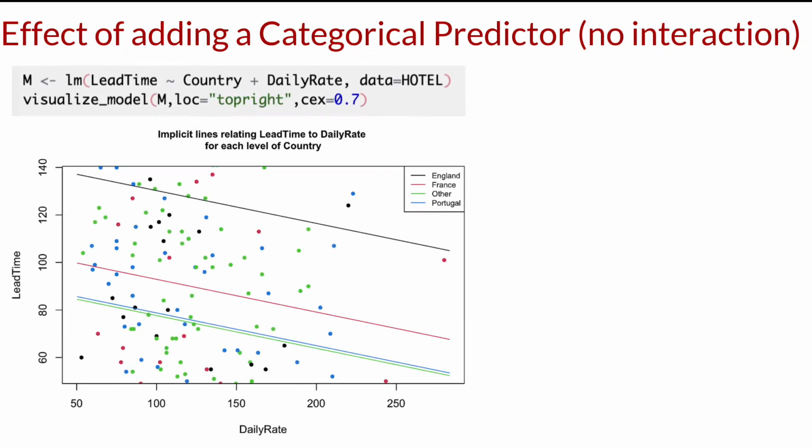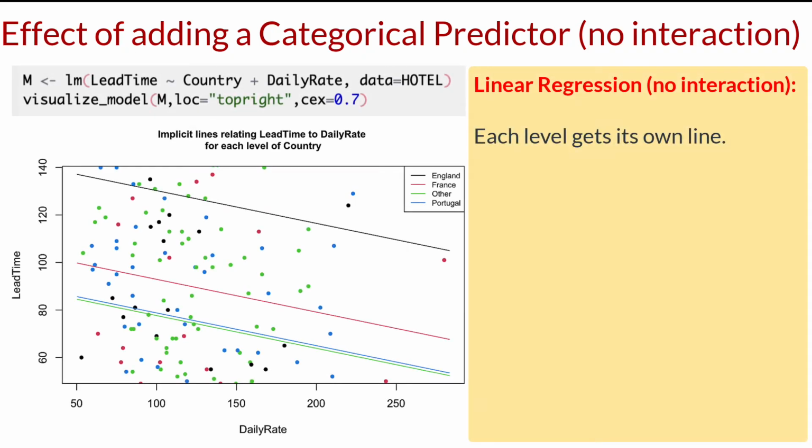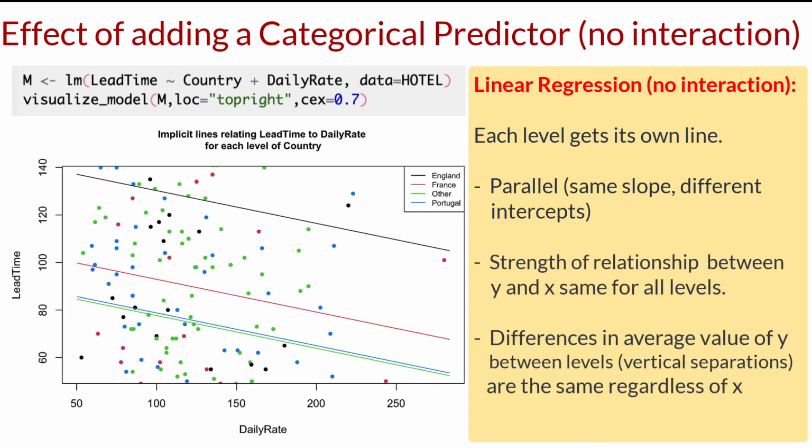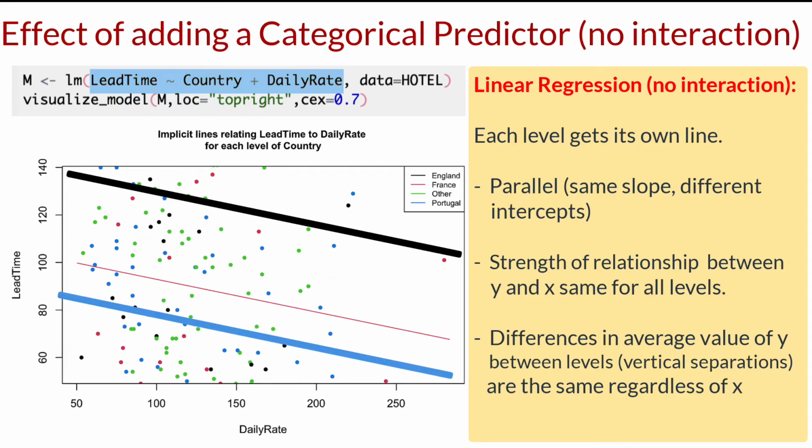Well, in a linear regression model, we saw that adding a categorical predictor gives each level its own regression line. Now, they all have the same slope, but they're just shifted up and down from one another. They have different intercepts. For example, imagine we predicted the lead time from the daily rate and country of origin. Running that model through Visualize Model, we see that the lines relating lead time to daily rate are all parallel. They have the same negative slope, but England is shifted up above the others with Portugal down at the bottom.